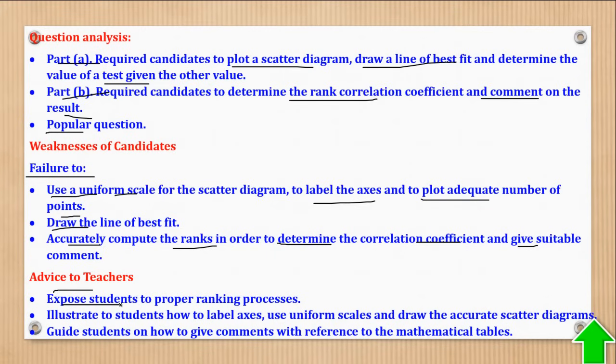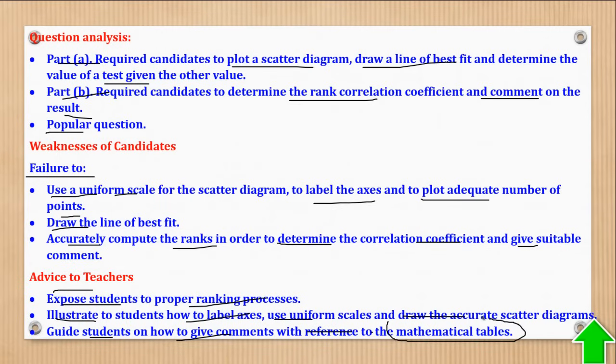Advise the chair should expose students to proper ranking processes and to illustrate to students how to label axes, use uniform scales, and draw the accurate diagrams. I think I've done that. Teachers should guide students on how to give comments with reference to mathematical tables.